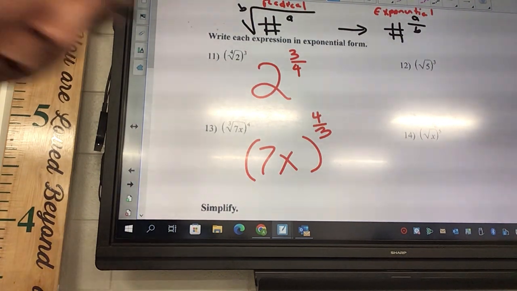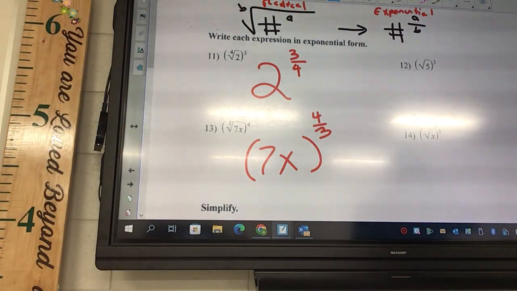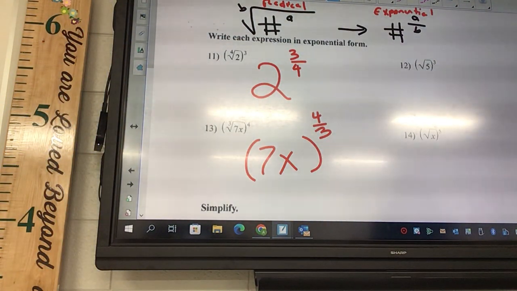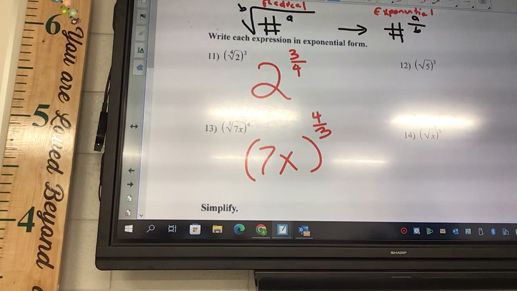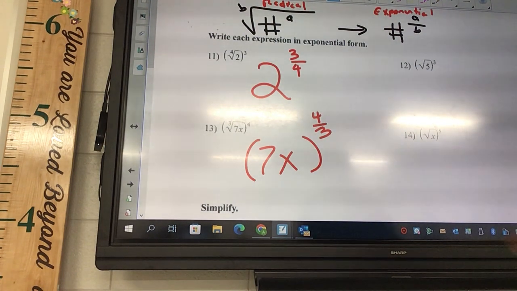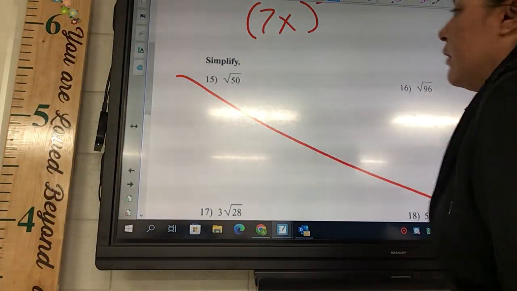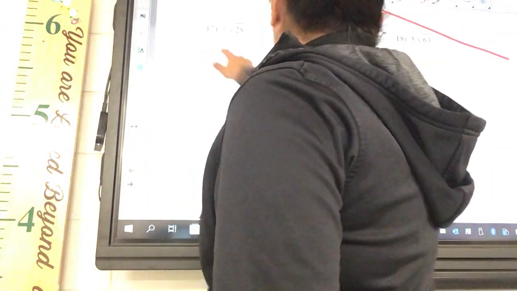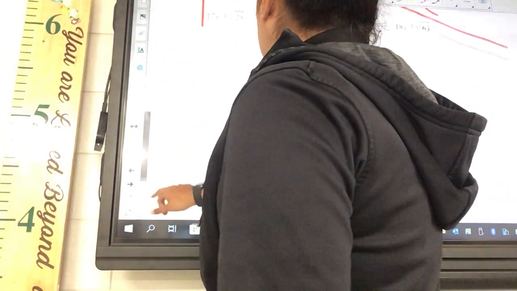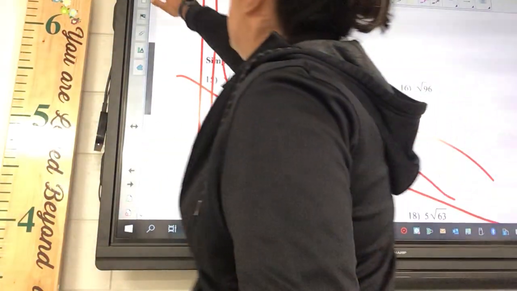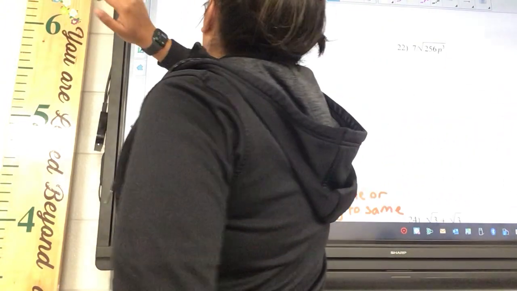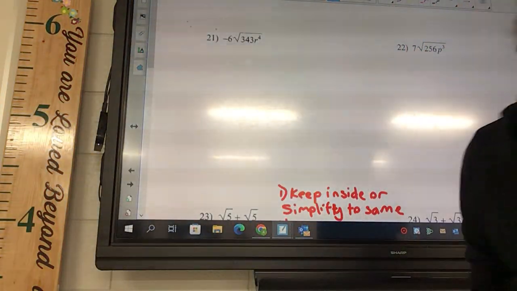Okay, 15 through 20. You guys are crossing out the rest of this page, 15 all the way to 20. So 15 all the way down. I know, it's because I don't erase it all day.